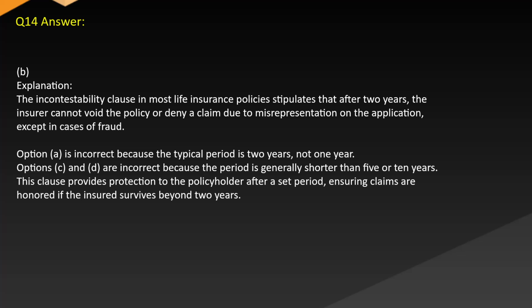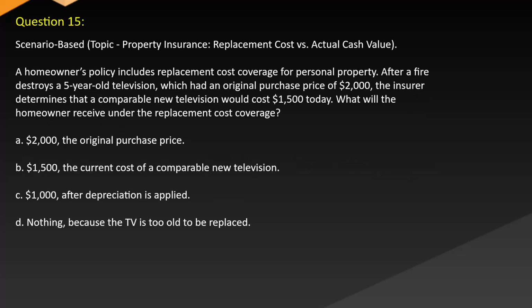Option A is incorrect because the typical period is 2 years, not 1 year. Options C and D are incorrect because the period is generally shorter than 5 or 10 years. This clause provides protection to the policyholder after a set period, ensuring claims are honored if the insured survives beyond 2 years.